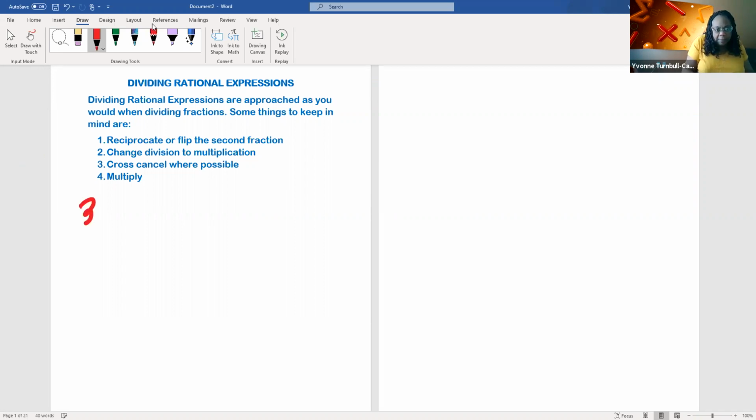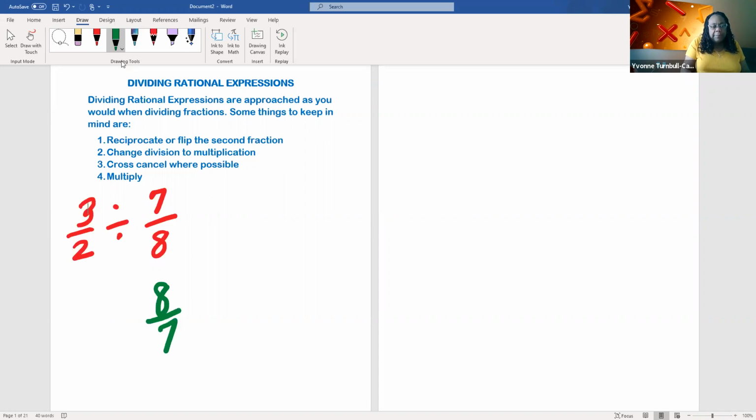3 halves divided by, remember, it is 7/8. All right, that's the problem we're given: 3 halves divided by 7/8. Now, I'm going to do exactly what I said. Upstairs, above, I'm going to flip my second fraction. So my numerator goes to the bottom and my denominator comes to the top. And my division becomes a multiplication.